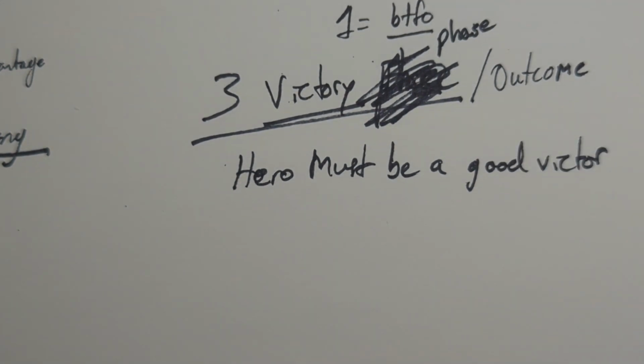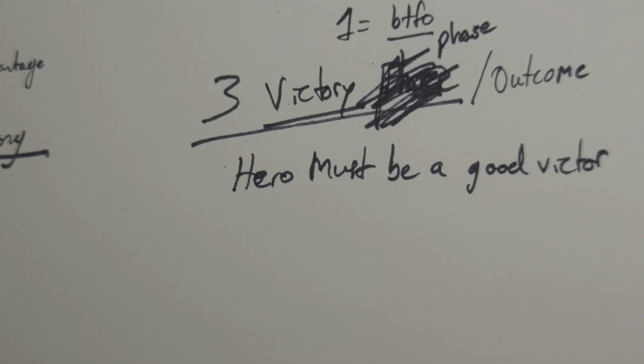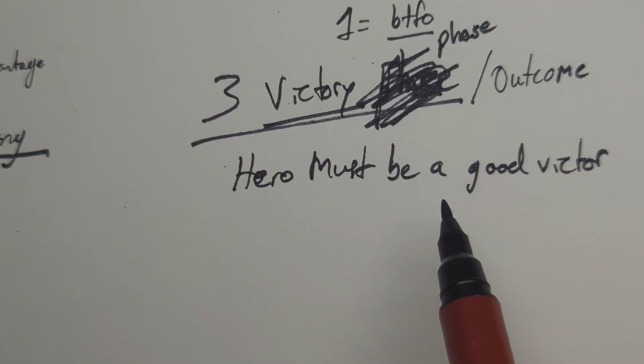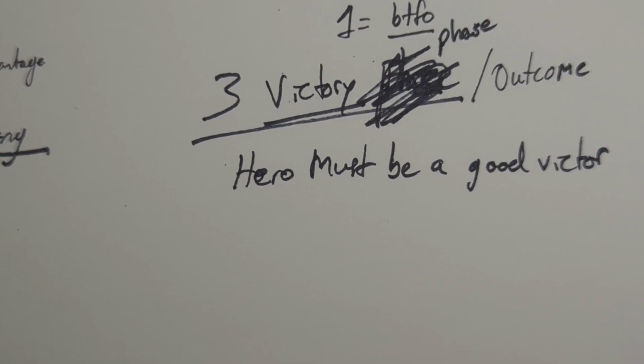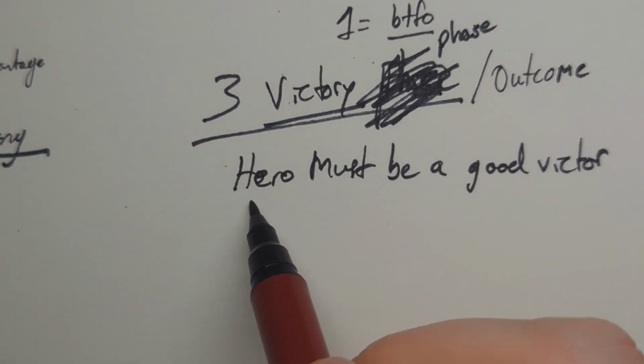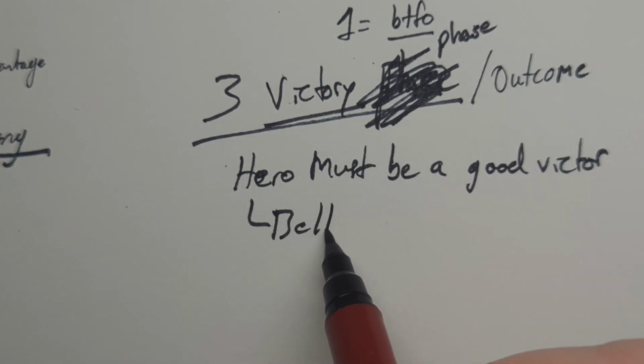Must be a good victor. So basically, he's got to be gracious in victory. He can't go, and this is the reason why the main characters do that cheesy thing where they don't kill the enemy who's trying to kill them. They have to show that they're better, basically.